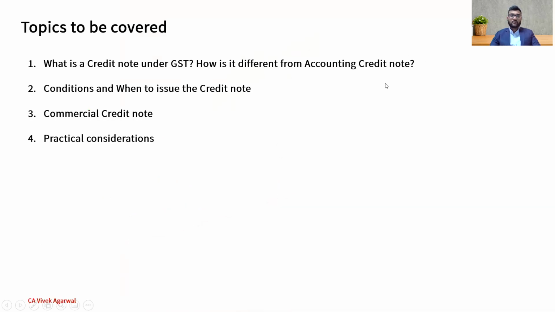So today we are going to cover the topics, like I said earlier: What is a credit note under GST? How is it different from an accounting credit note? Conditions and when to issue the credit note? What is a commercial credit note? What are the conditions to issue a commercial credit note? And the practical considerations when you are contemplating issuing a commercial or a tax credit note.